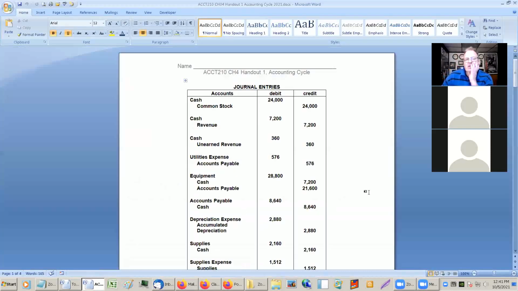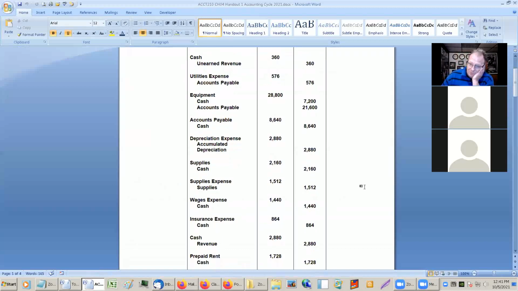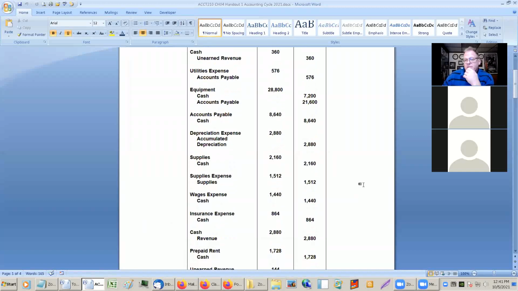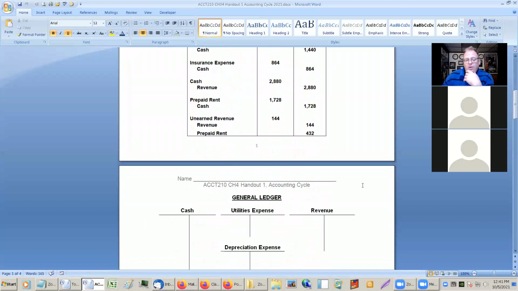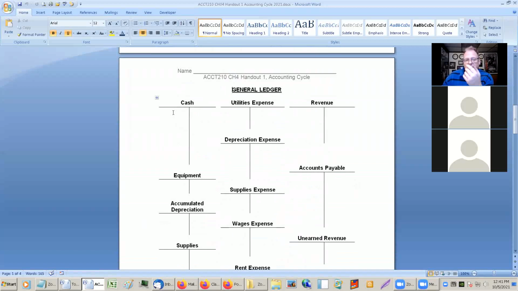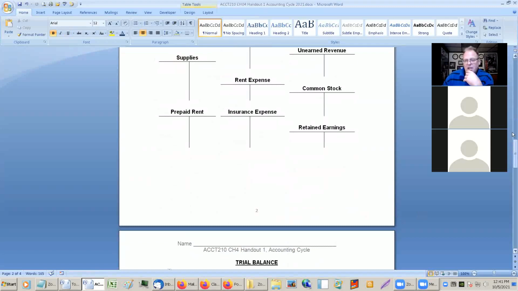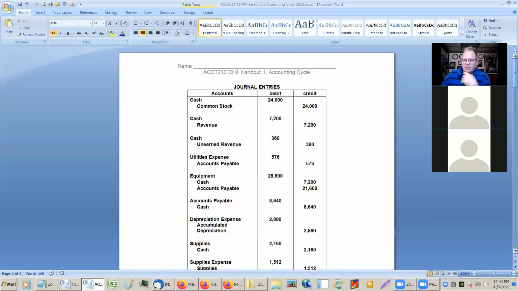So anyway, this is the chapter 4 handout. And again, all the journal entries are already made, so that's a good thing. But what we're going to do is figure out how to use these other things that we have here: the general ledger and the trial balance.